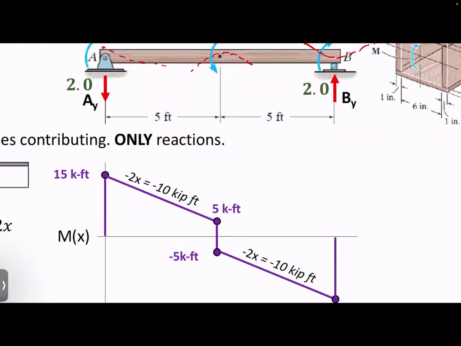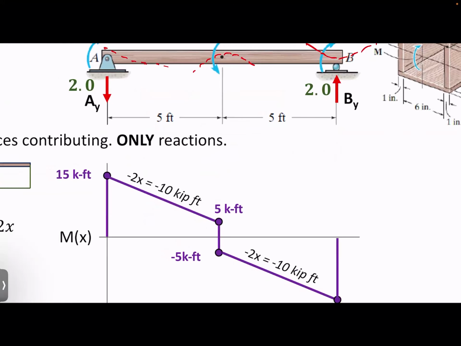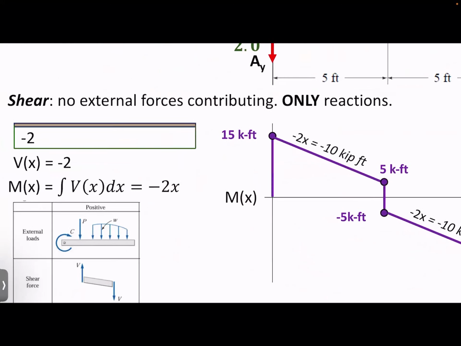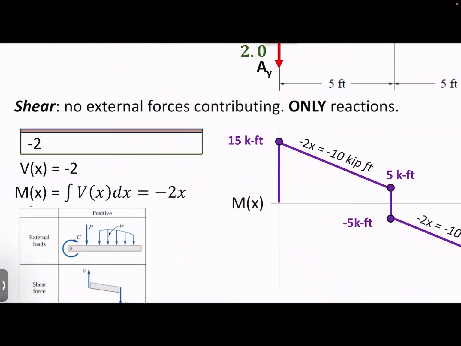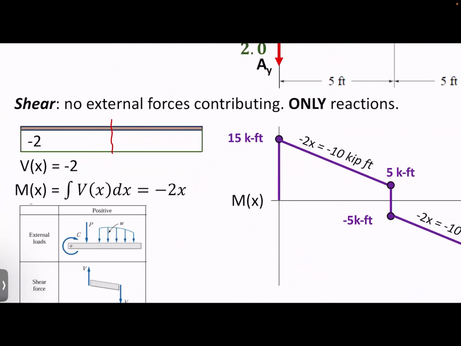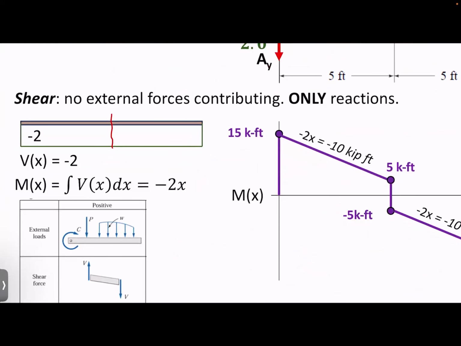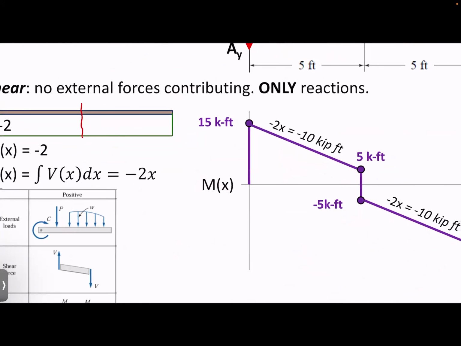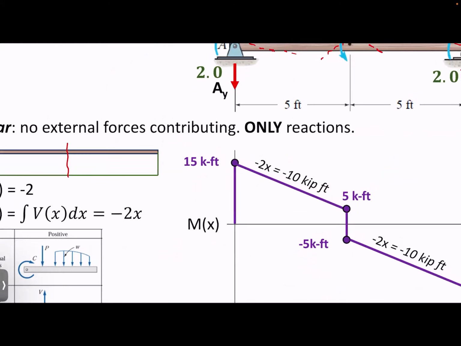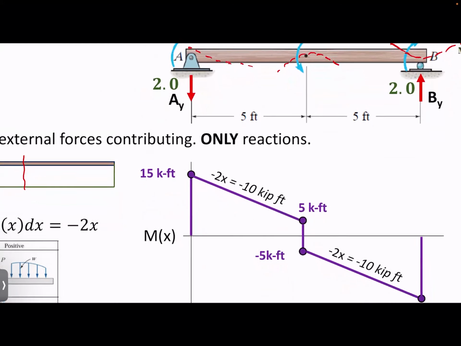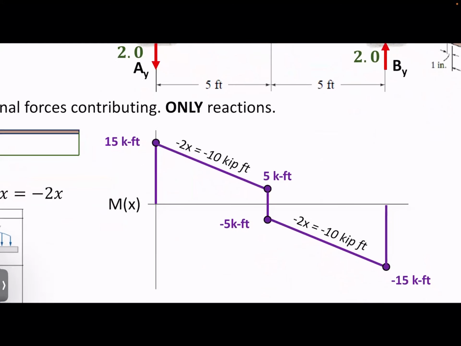So keep in mind the reason why I have these little steps, right? The negative 2x. That's because I said here, essentially it's just the area under this. We know it's 2x. You could do the math and cut it in half and say 2 times 5 feet is 10 feet. And that's basically what we're saying there. And then 10 kip foot knocks it down to negative 5 and vice versa here.